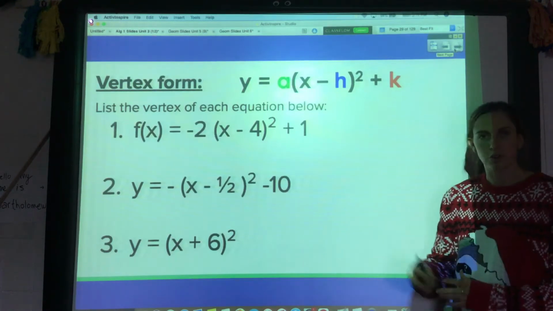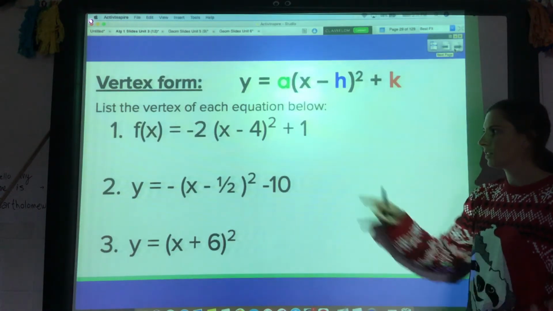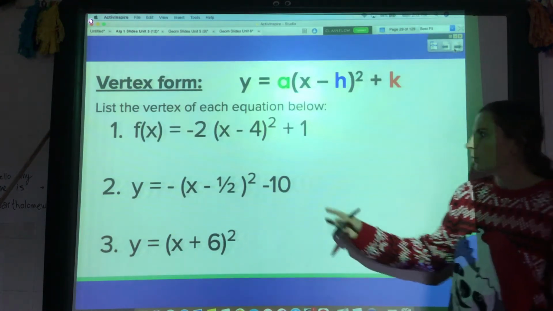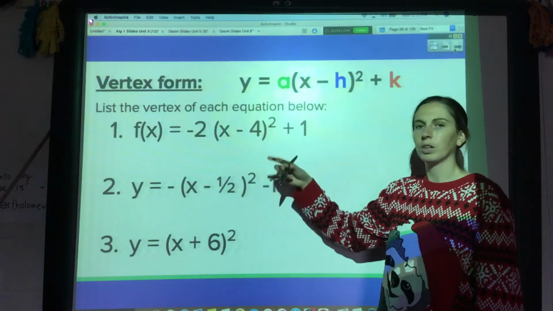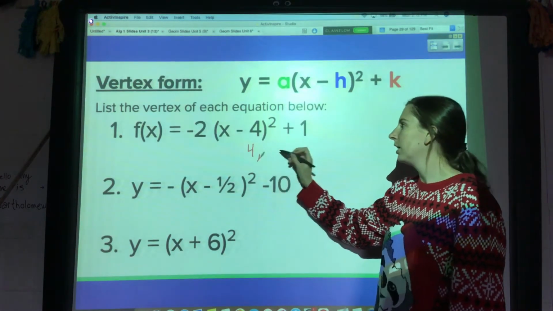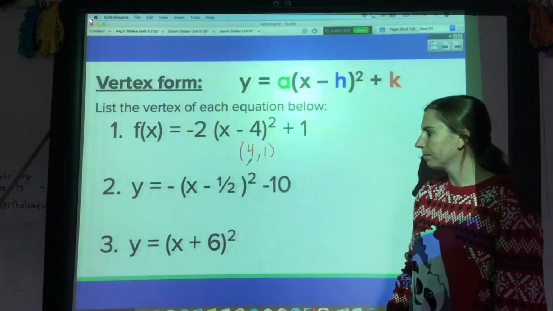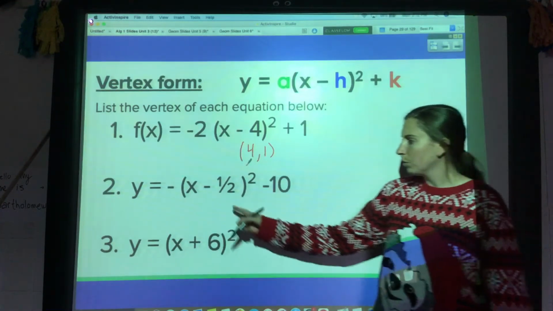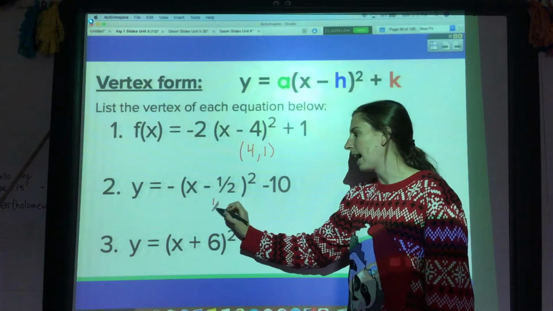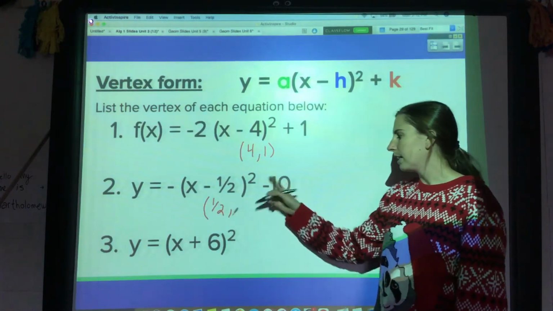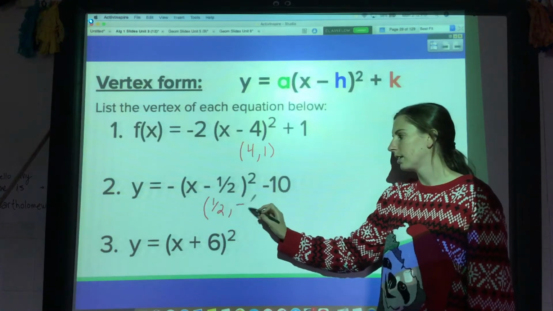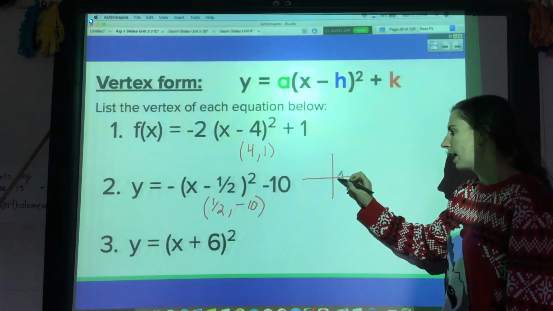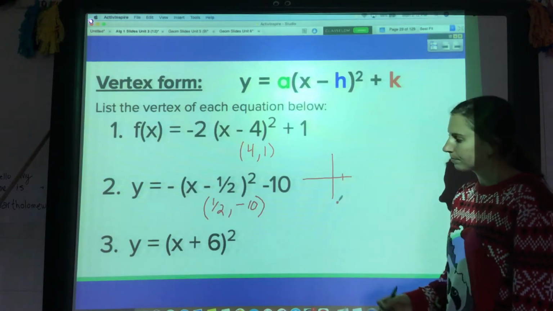So go ahead and pause the video and try these on your own. See if you can list the vertex for each one of these. All right, so hopefully you've tried it. So this one, we've got a negative 4 here, so we want the opposite of that. Positive 4, 1 is the vertex on this one. And if you're not sure, you could graph them in Desmos and you'll see, or in a calculator. This one, we want the opposite of this, so 1/2 is our h. And then the last number always just stays as is, minus 10. So this one would have a vertex at (1/2, negative 10), so like way down here.